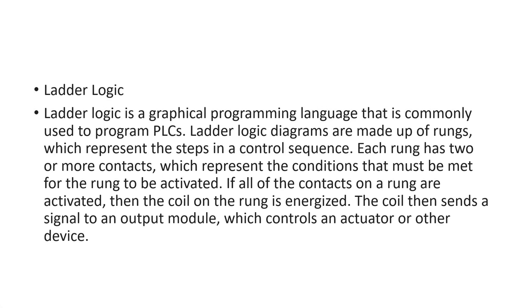Ladder logic diagrams are made up of rungs, which represent the steps in a control sequence. That is, the sequence of control is from left to right, from top to bottom. Each rung has two or more contacts, which represent the conditions that must be met for the rung to be activated. If all of these contacts on a rung are activated, then the coil on the rung is energized. The coil then sends a signal to the output module, which controls an actuator or other device.